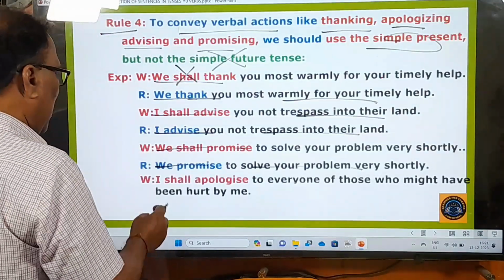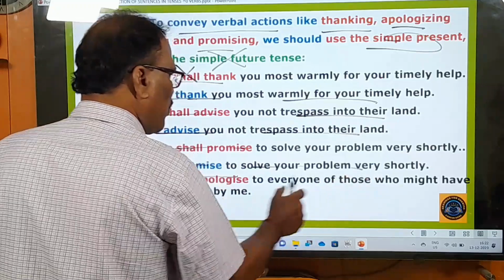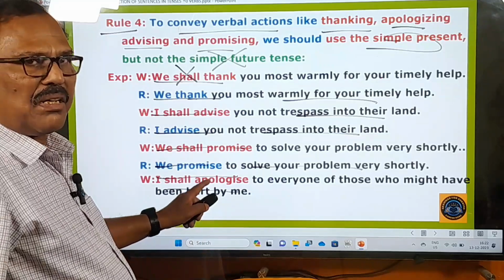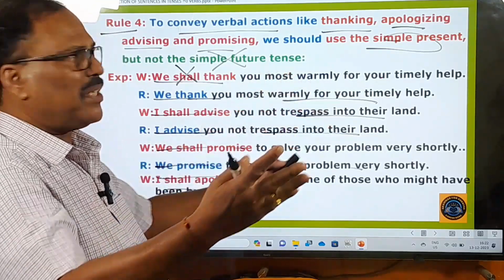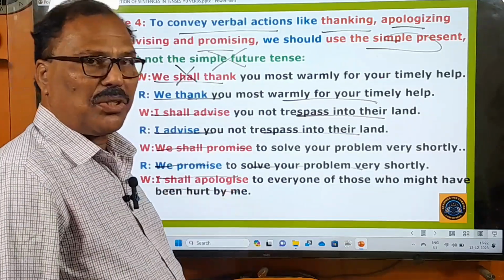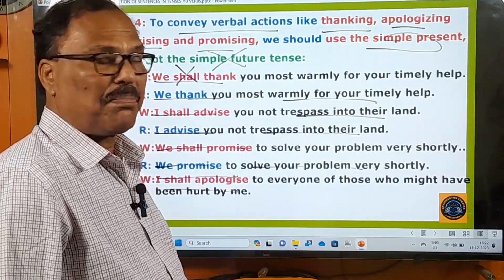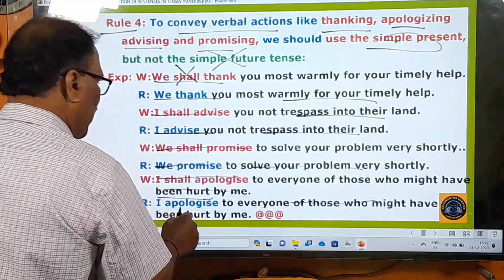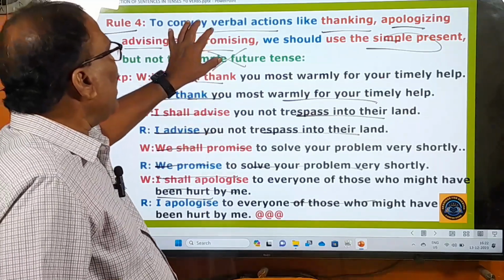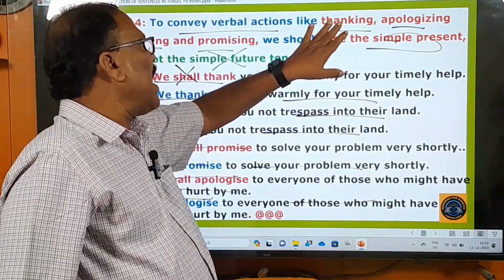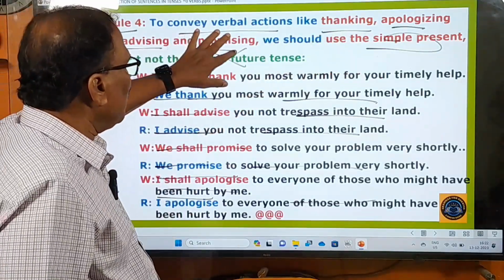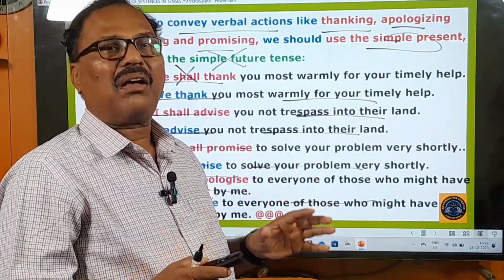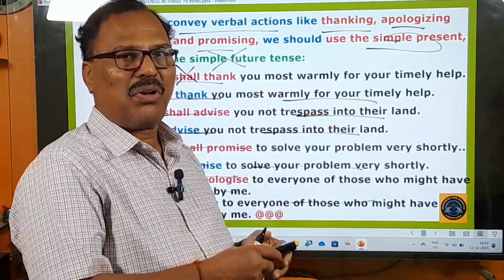And the last one. I shall apologize to every one of those who might have been hurt by me. Here you should not say, I shall apologize. When you want to apologize to somebody, when you want to convey this action, you must not use the simple future, but only the simple present. Therefore you have to say, I apologize to every one of those who might have been hurt by me. So in this way, to convey verbal actions like thanking, apologizing, advising, and promising, we have to use only the simple present and not the simple future. Please keep this rule also in your mind.